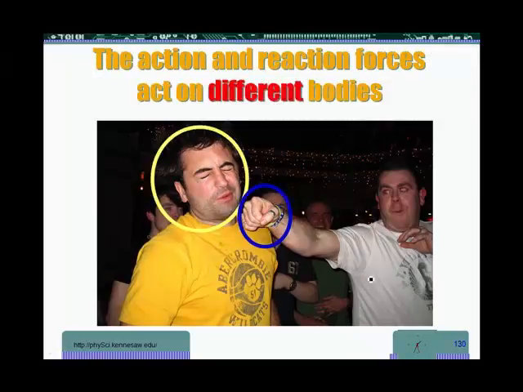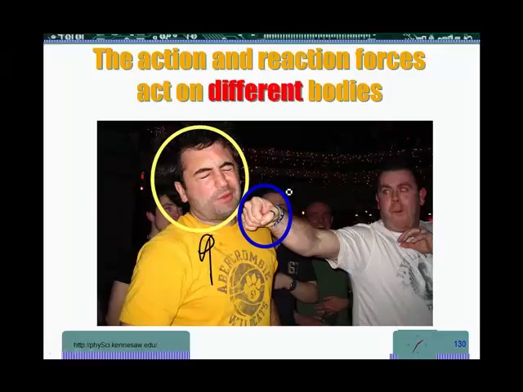Now, the other qualifier. The action and reaction forces act on different bodies, not the same object. The action in this case, if we call the action the force exerted by the White Shirt, then that action acted on the Yellow Shirt face. Now, the reaction did not act on anything that belongs to the person who's wearing a yellow shirt. It acted on what? It acted on the hand of the White Shirt person. Okay? Now, what does that mean?